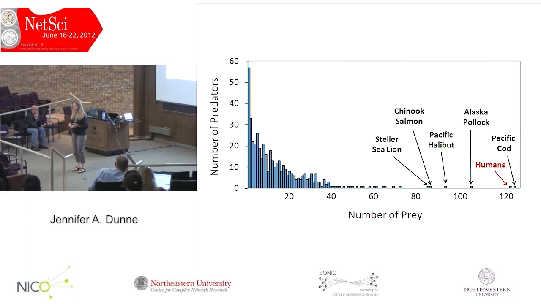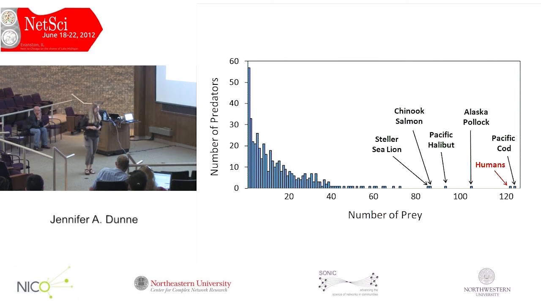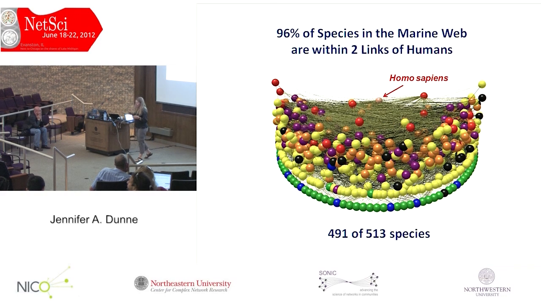They have near the shortest mean path lengths in this system. So they really are playing outstanding topological roles in this system. And again, 96% of the species in the marine nearshore system here are within 2 links of humans. People know that humans are having big impacts on marine systems, but this really quantifies how closely linked humans are to just about every other species in the system. So this is a very useful tool for pointing out and showing the extent of the reach of human interactions.